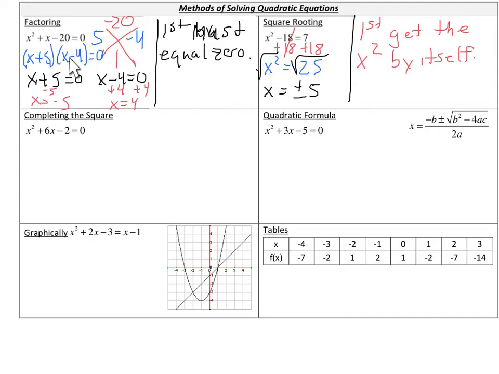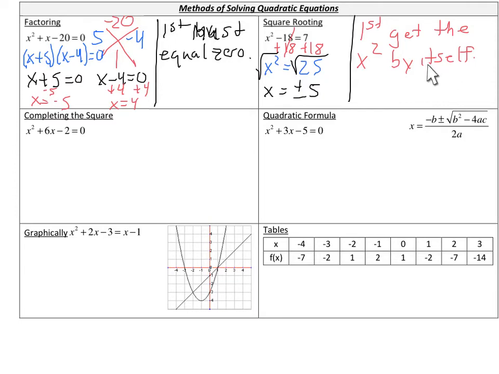Now, how do you tell the difference between these two? How do I know when I'm going to use factoring and when I'm going to use square rooting? When I'm going to use factoring is when I have an x squared and an x. When are you going to use square rooting? When all you have is an x squared. Because if all I have is an x squared, can I get it by itself?